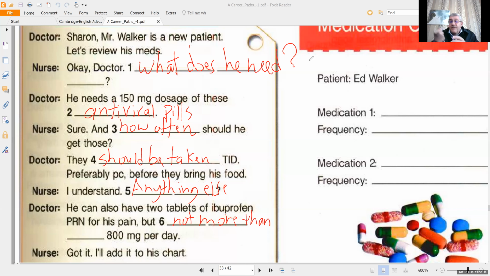Okay, and of course the importance of giving these medications on time to guarantee results. Now we are going to move to the last part of this class.